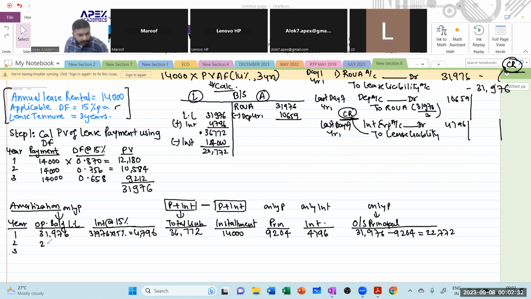Next. 22,772. This is your outstanding. Correct? Yes, sir. Now, in the first year, what all entries are pending? You have to pay the rent, yes or no? Pay the rent. What is the entry for paying the rent? Payment of rent will reduce the liability or increase the liability? Reduce the liability. So if the liability is being reduced, now can I debit the liability? Yes, sir. Lease liability account debit to cash. By how much should I reduce the liability? 14,000. Look on the liability side of the balance sheet. Has it been reduced by 14,000?